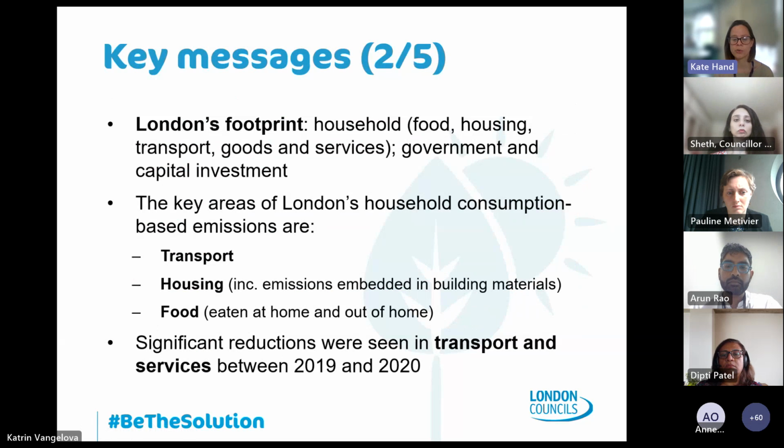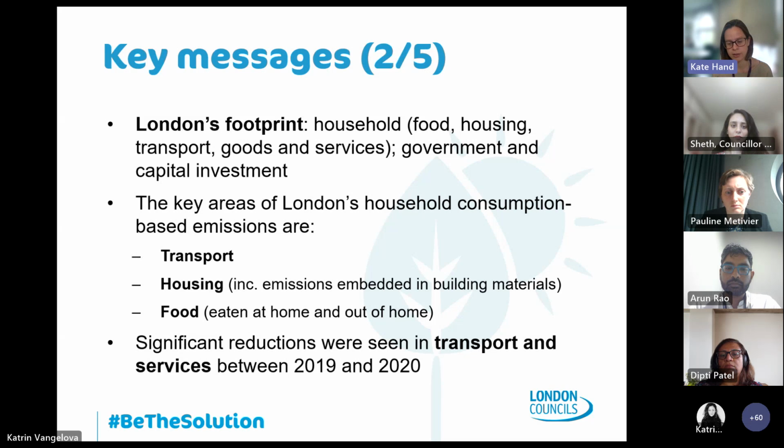So next slide, the second main message is that we have, as I mentioned, two parts to the footprint. So we've got the household bit, that's food, housing, transport, goods and services. And then we've got what is called government and capital investment consumption. So that second part is really important, but because it's a UK-wide average, what we have for London, we're not able to look any further into the data. So if you look at the changes over time, it doesn't say anything very much about London's particular activity.